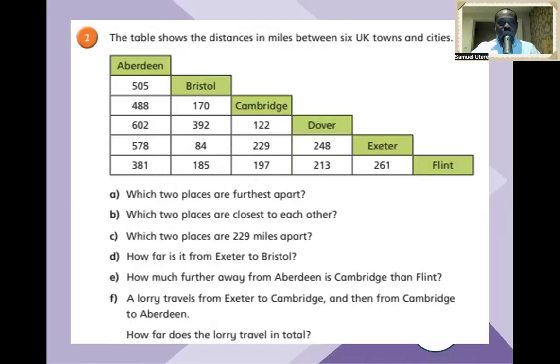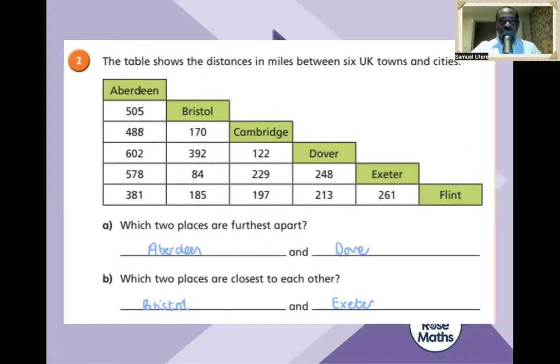Okay. Here is number 2, reading a distance table. So pause the video and answer these questions in 5 minutes. Assuming you've paused the video and you've answered the questions, here are the answers. So this is for 2A and B. So mark your work.